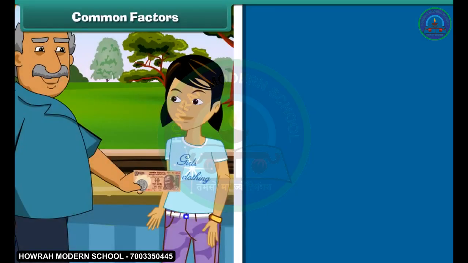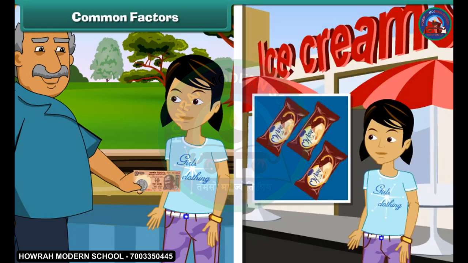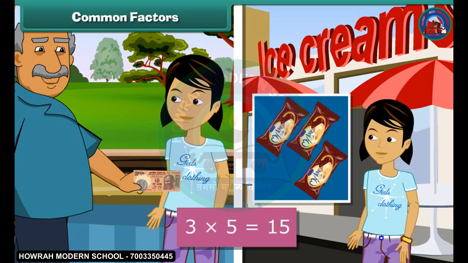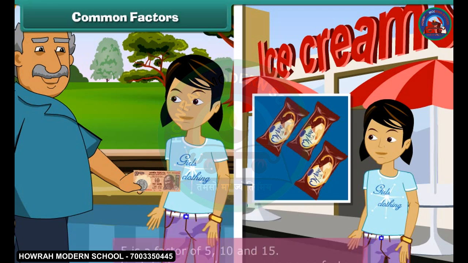Next week, he gives her 15 rupees. She decides to buy 3 orange bars. We can express it as 3 multiplied by 5 is equal to 15. It is clear that 5 is a factor of 5, 10, and 15. Such factors are known as common factors.